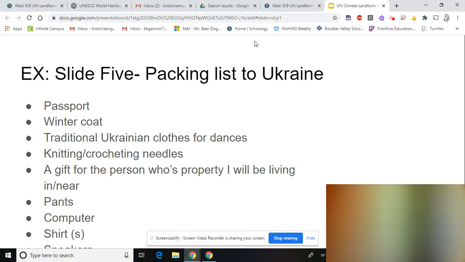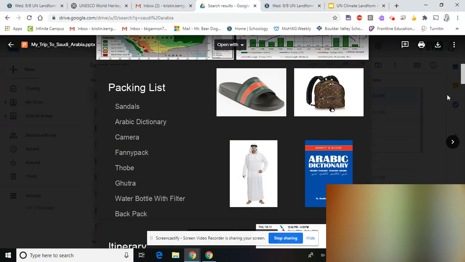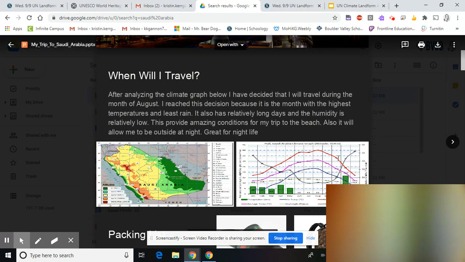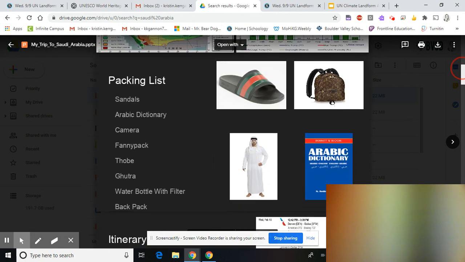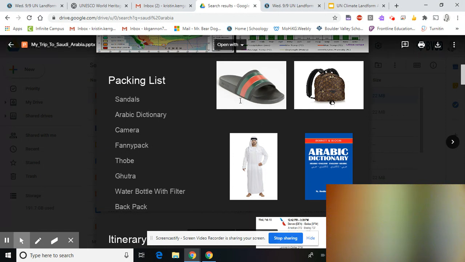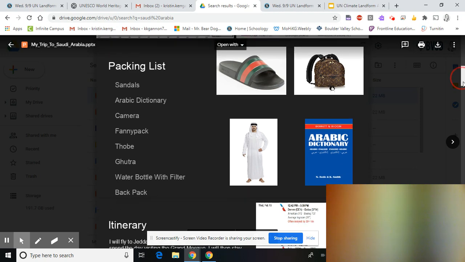I want to show you one more. This was Will's trip to Saudi Arabia. When was he going to travel? He chose to do August because he could see that it's not too hot. Saudi Arabia and Southwest Asia is going to be really, really hot. For his travel packing list, he knew that men in Saudi Arabia, because they wear these robes, show their wealth by some fancy sandals and fancy backpacks and even a fancy pen. So this is called a thobe, and he is just blinging it out on the edges.